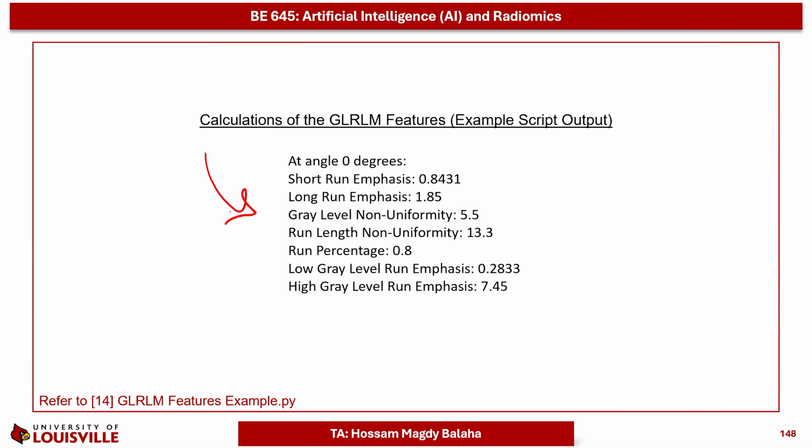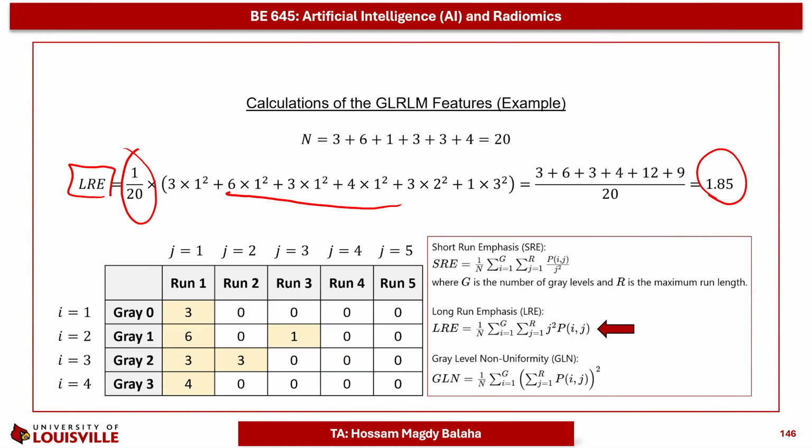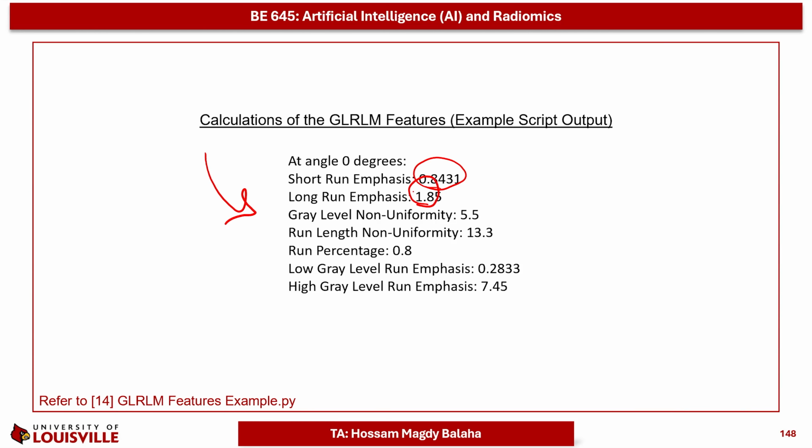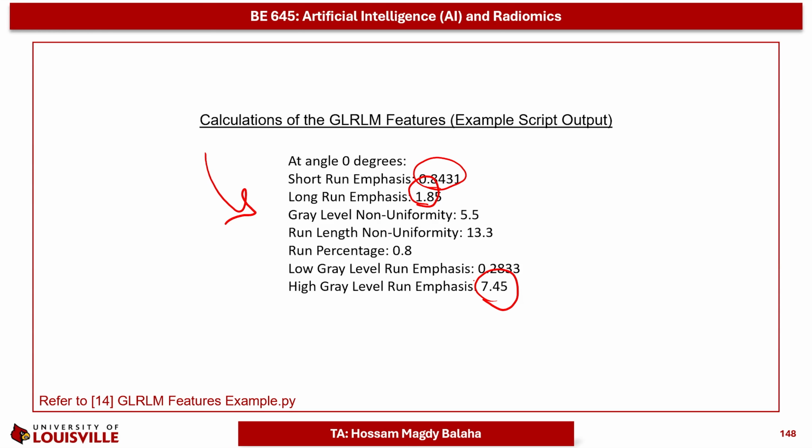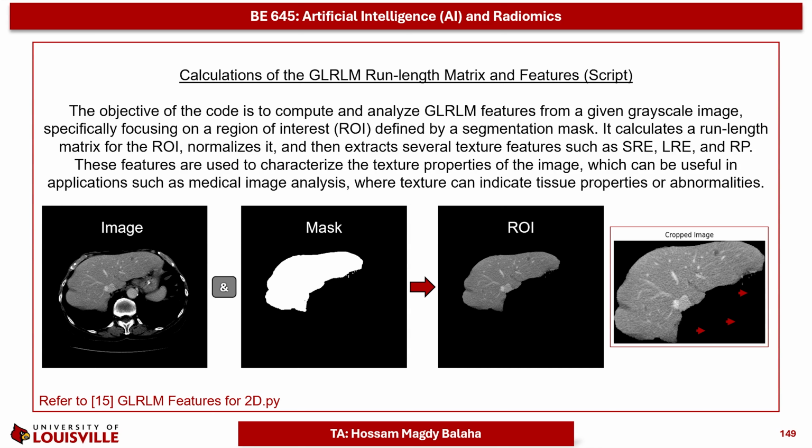You can now compare the short run emphasis 0.84, which is here, and the long run emphasis 1.85, like here, and the high gray level run emphasis 7.45, which is here. You can calculate other features also and validate your output. Similar to what we did with GLCM, to replace the matrix with the cropped ROI, we need to read the image and the mask, find the ROI, and apply cropping to get the cropped ROI, then calculate the run length from that cropped version and calculate the different features from it.